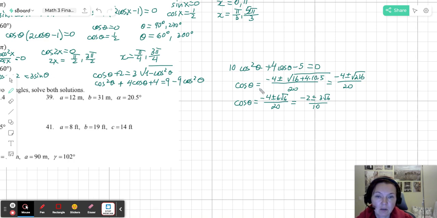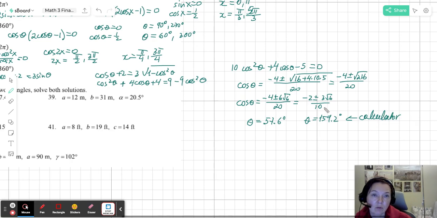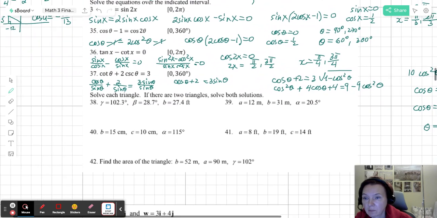I'm using the quadratic equation to solve this, and once I get cosine theta equals this value, I would have to use a calculator. So using a calculator, I would get that theta is 57.6 degrees, or theta equals 159.2 degrees. But this one is solved with the calculator, because we have this weird value, it's not one of the special angles.